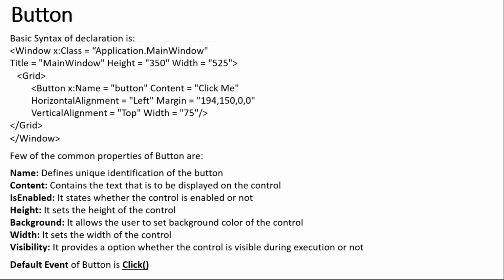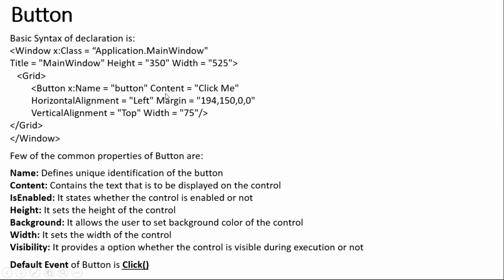Now button can be declared like this. Again, window tag, x:Class equals to Application.MainWindow, Title equals to MainWindow, Height and Width are set. Now Grid. In the grid, I am declaring the button. So Button x:Name equals to button. Name here stands for unique identification, same as your HTML, input type equals to text, name equals to something. So name is the unique identification of this particular control, button.